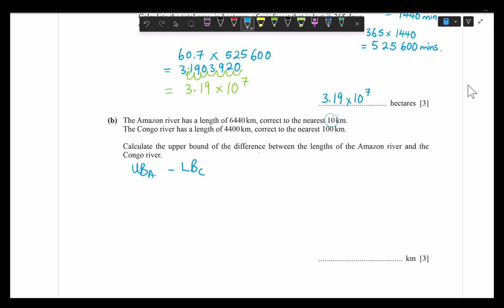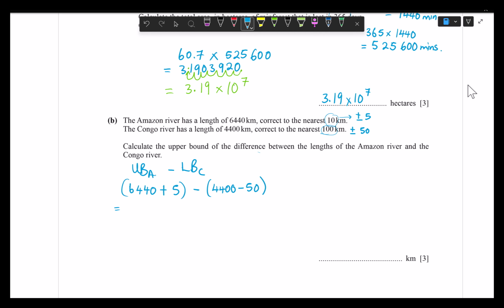And because we are given 10 kilometers, we're going to be using plus or minus 5, because we say 10 divided by 2. And then for 100 kilometers, we're going to divide it by 2 again, and we're going to use plus or minus 50 for Congo. Now, the upper bound of Amazon is going to be 6,440 plus 5. And we're going to subtract the lower bound, which is 4,400 minus 50. That is the lower bound for Congo.